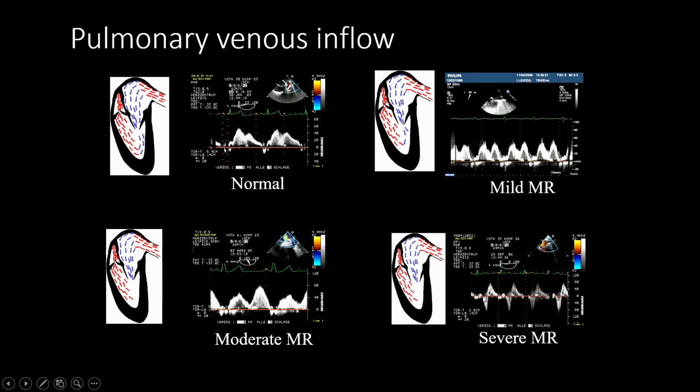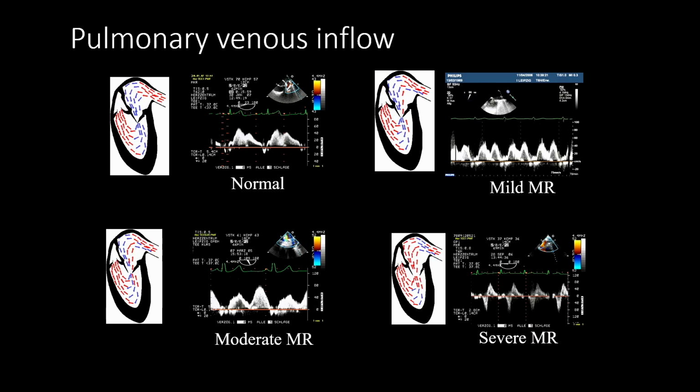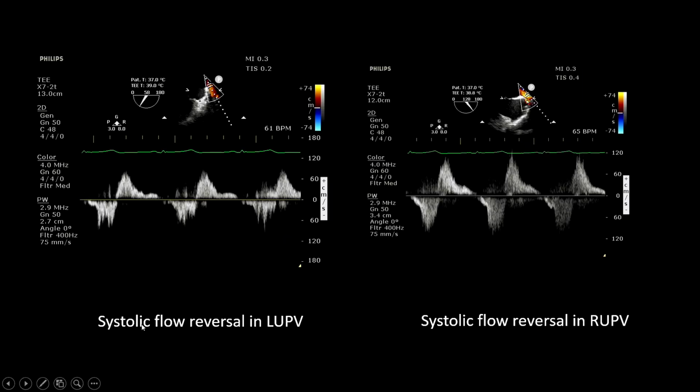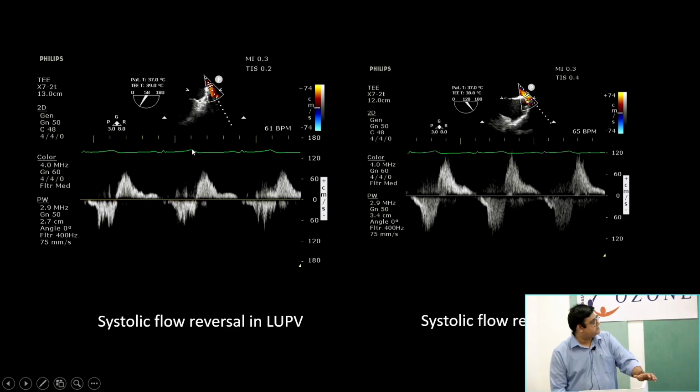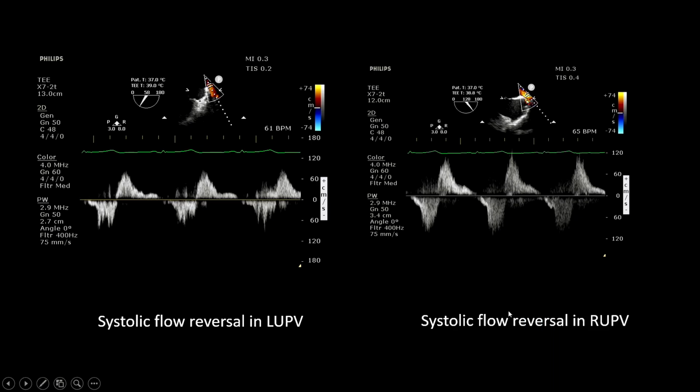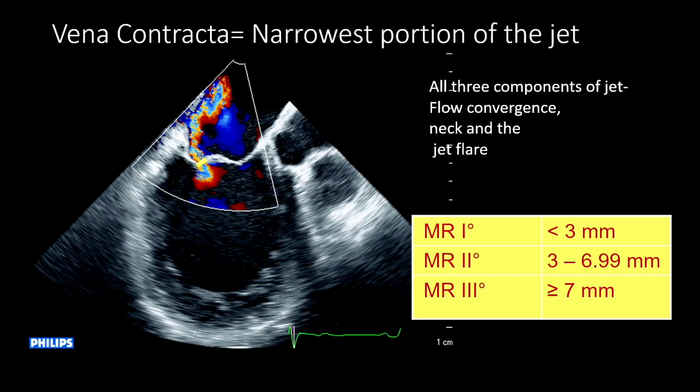Very important in this is your ECG. You need to have ECG to detect your systolic flow reversal, because there is another wave, that is your AR wave, which is also below the baseline. So this is your systolic flow reversal in left upper pulmonary vein. You can see this is my systolic phase till here, and here you have your systolic flow reversal. Similarly, in right upper pulmonary vein, you can see systolic flow reversal. So it is a very specific sign for MR, so that should be kept in mind. If there is systolic flow reversal, there has to be severe MR.